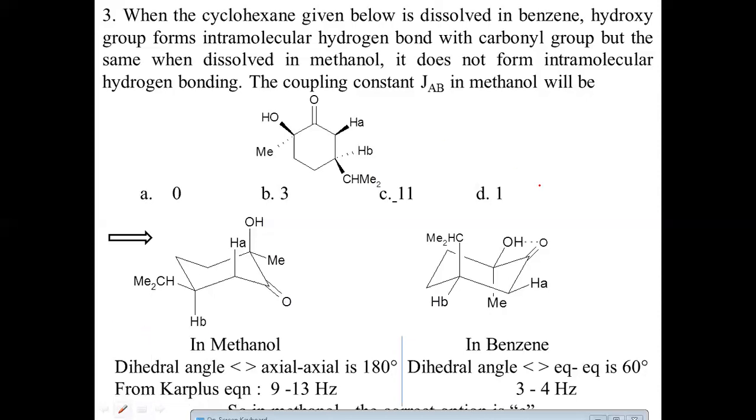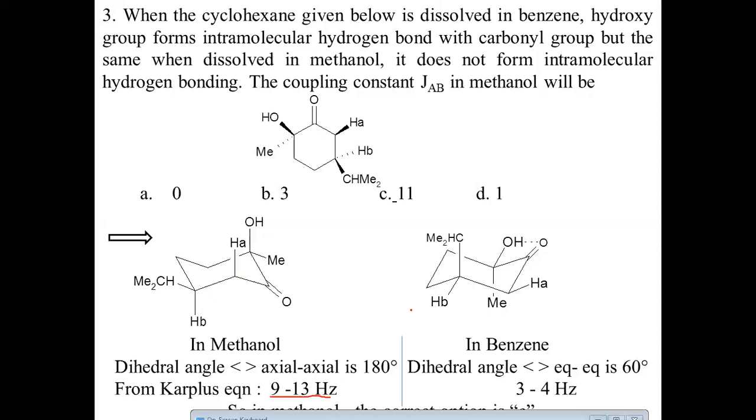Now here, if you see, OH is forming intramolecular hydrogen bonding, and HA is in the equatorial position and HB is in the equatorial position. Here it does not form hydrogen bonding in methanol, and if you look at the positions of HA and HB, they are in the diaxial position. Fine. We know according to the Karplus profile that if the dihedral angle is 180 degrees, then your J value will be around this region, 9 to 13 hertz.